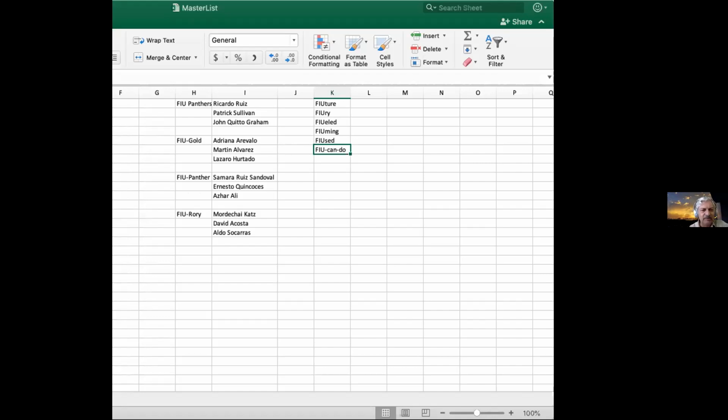There's FIU Panthers, there's FIU Gold. Why do I have FIU Panthers twice? Somewhere I must have gotten the name mixed up. So one of them is Panthers, one of them is Gold, the other is Blue, and the other is Rory. And these are your team members. Do you see them? Yes. So make sure you find your name, and I will also send you an email to confirm this.